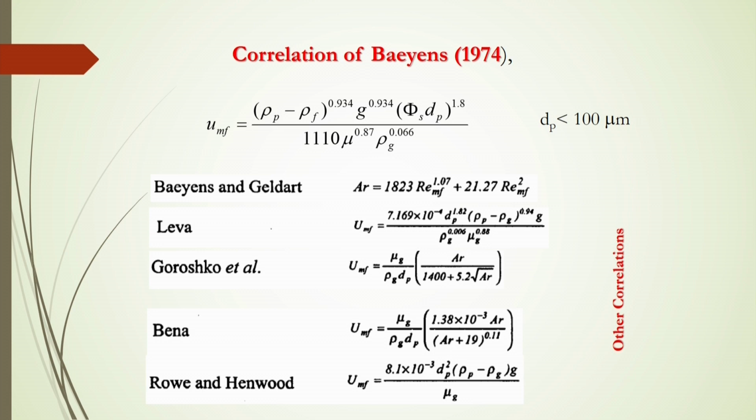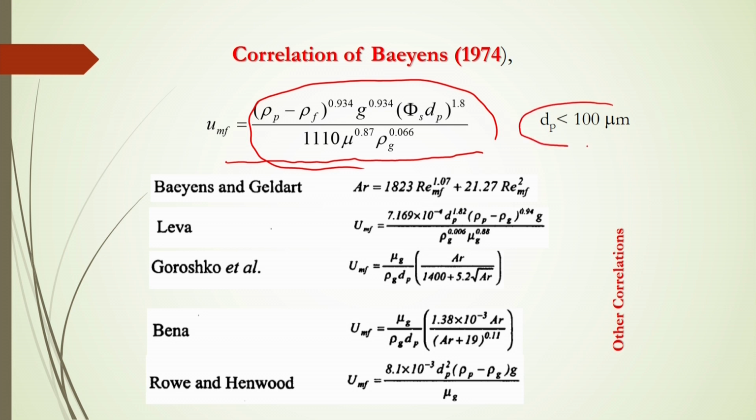And also there are various correlations proposed by various investigators. One important correlation is given by Baeyens in 1974 for gas-solid operation, and the minimum fluidization velocity can be obtained from this correlation. This correlation has been developed from experimental data within the size range of less than 100 micrometer.